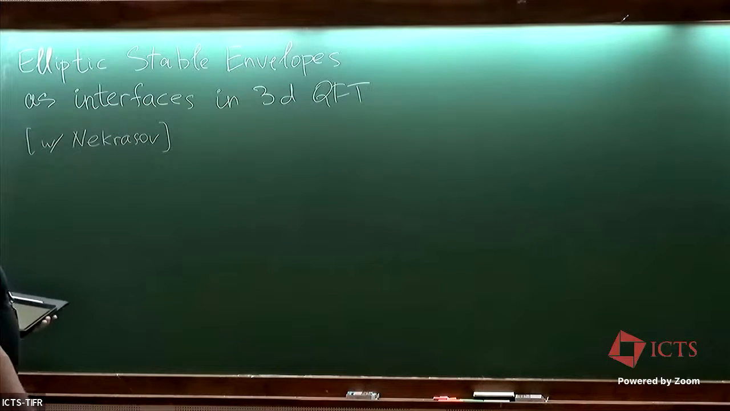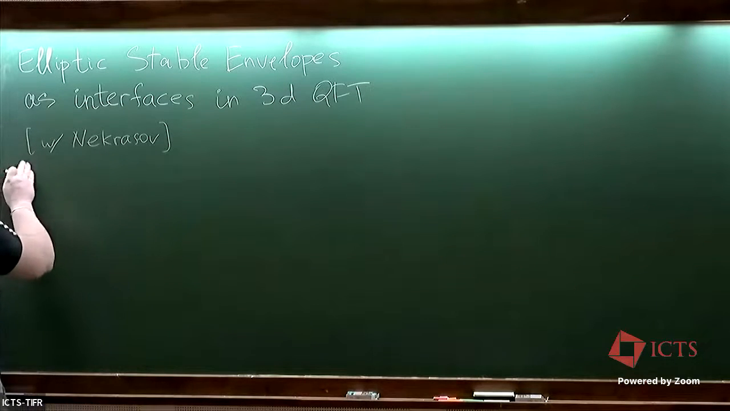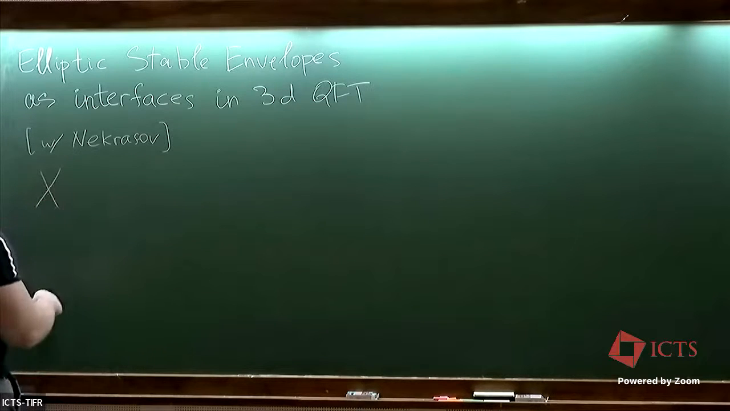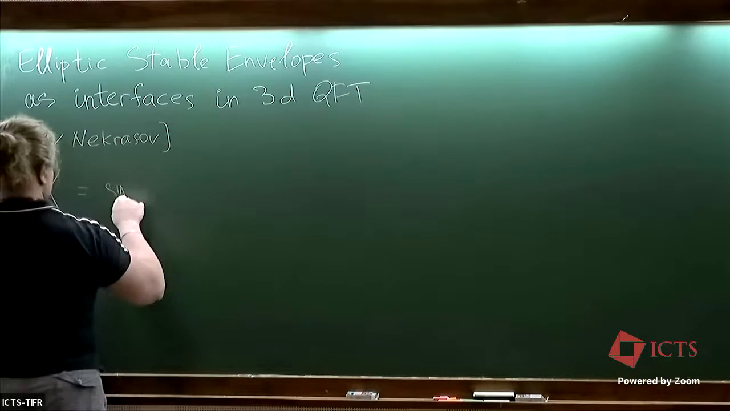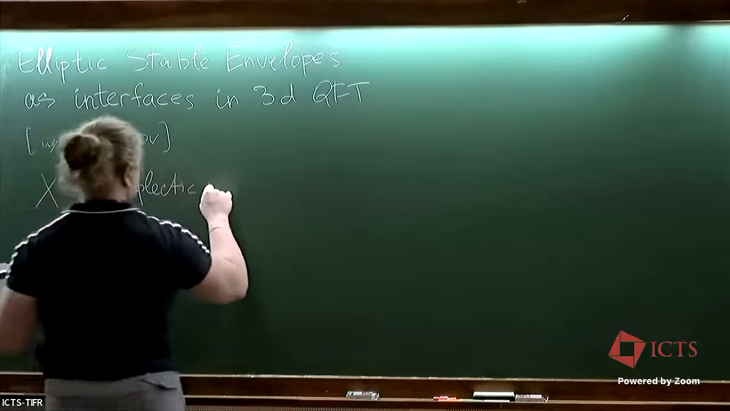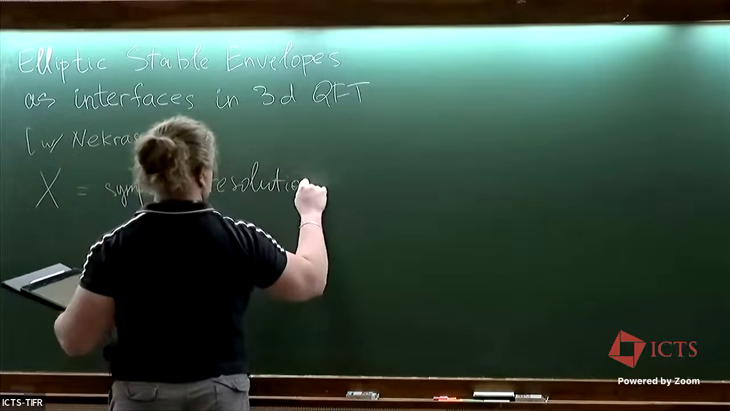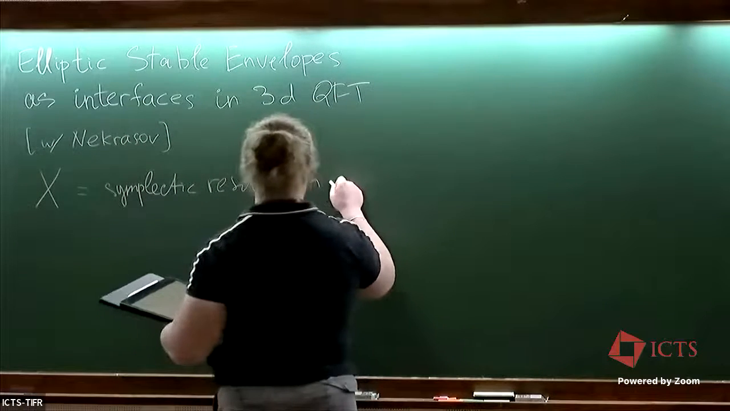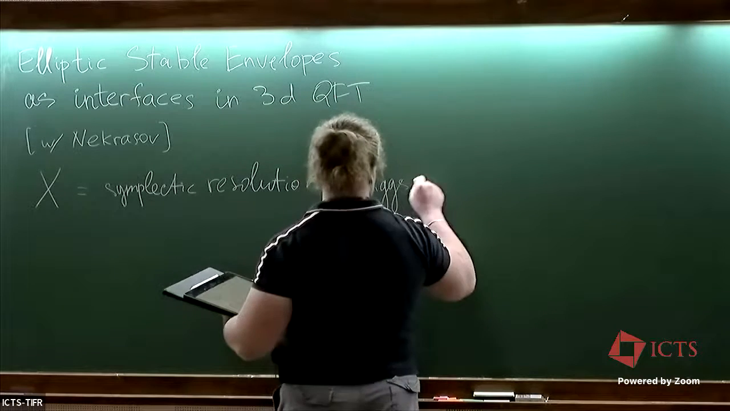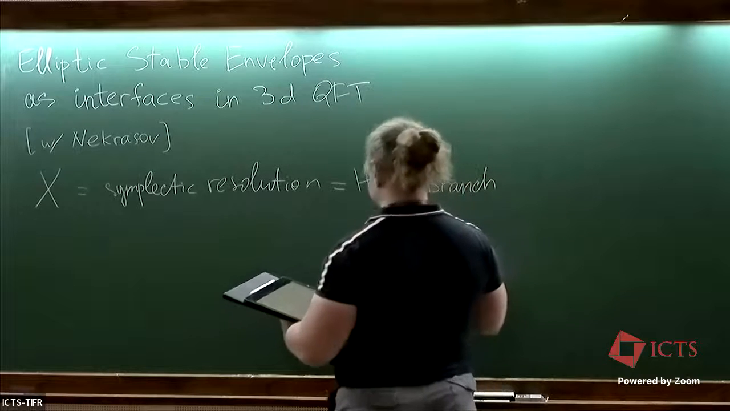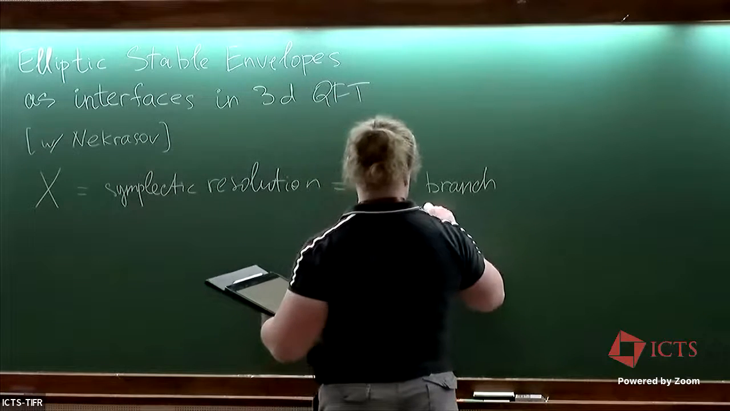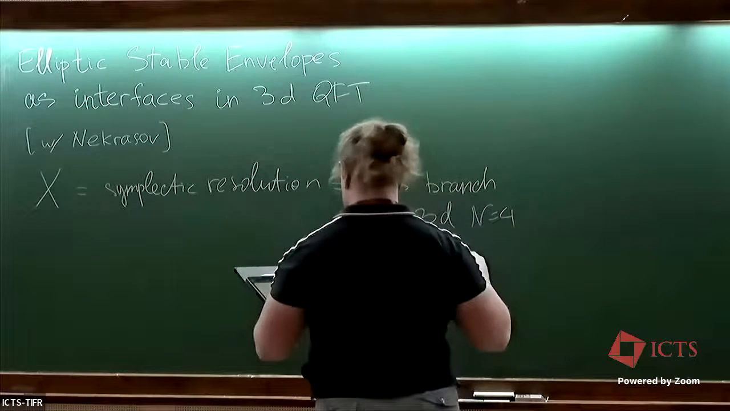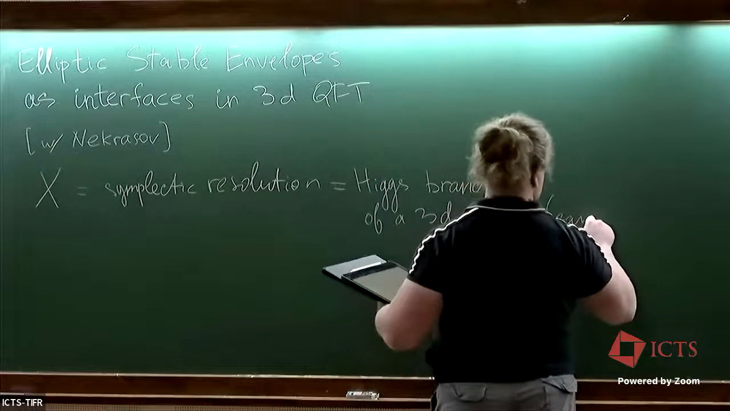So in the last talk, you saw that there's this notion of stable envelopes, and one of the main players was X, which was, well, let's say a symplectic resolution, which in my language will be the Higgs branch of a three-dimensional N=4 theory, but can also generalize, so can also do N=2.